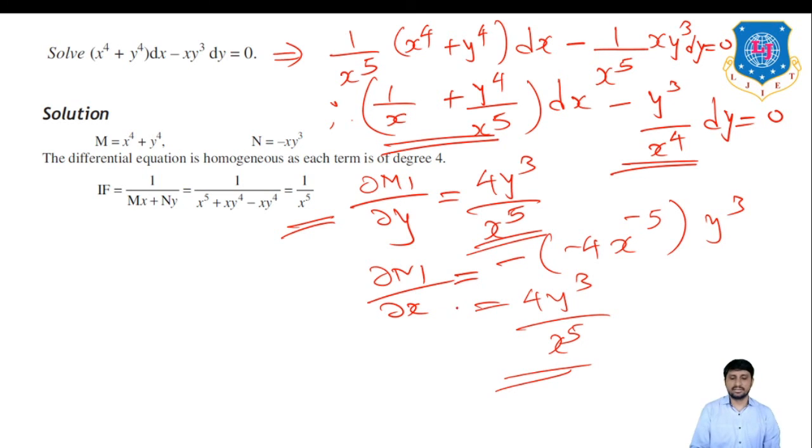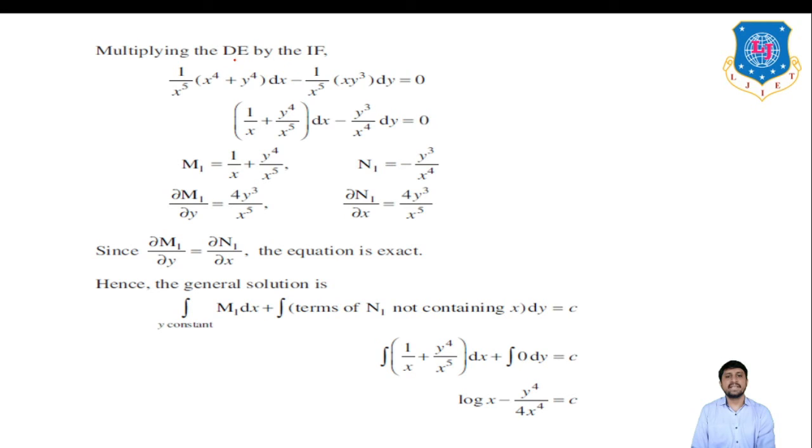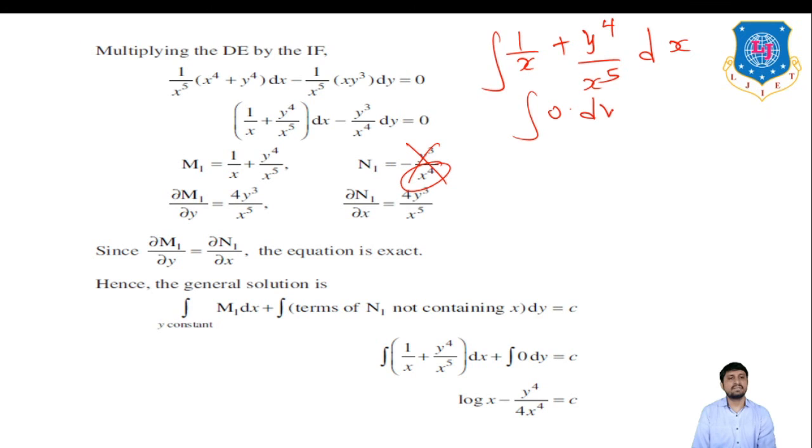You can check that now your new differential equation, after multiplying the differential equation by the integrating factor, gives you this M1. ∂M1/∂y and ∂N1/∂x are both the same. So you can find the general solution using the method: integration of M1 dx, that means integration of (1 upon x plus y raised to 4 upon x raised to 5) dx. And in N1 there is a term of x, so we cannot take it, so integration of 0 dy, that is equal to c.